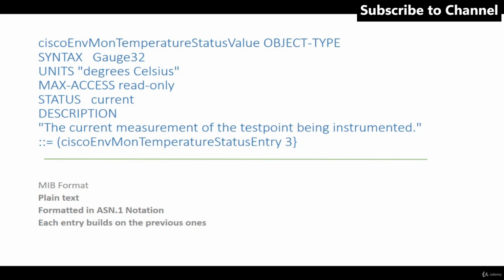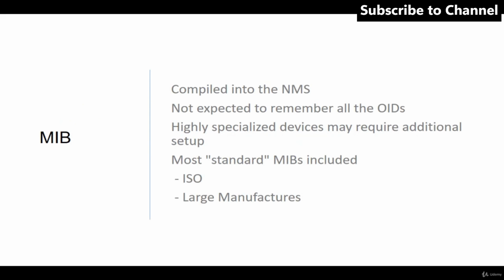Now MIBs are formatted in what's called ASN.1 notation, which again we're not going to look at in depth, but each entry builds on the previous entries. When we look at MIBs in just a moment, we can tell that for interface statistics, for example, we have entries for errors and discards and packets and frames, received and sent, and so on. MIBs are actually compiled into the network management system. Each one is different, but the process is usually that you put the MIBs in a certain directory and it scans them every time it starts up.